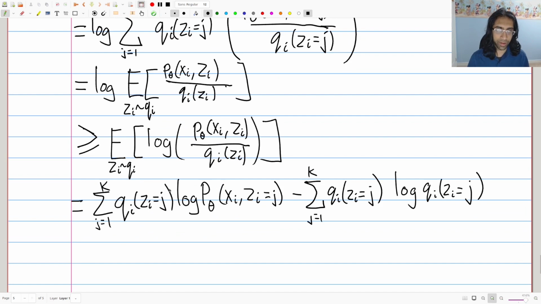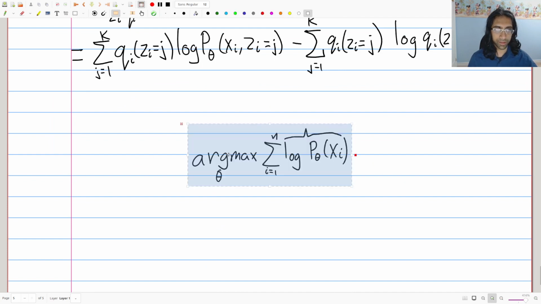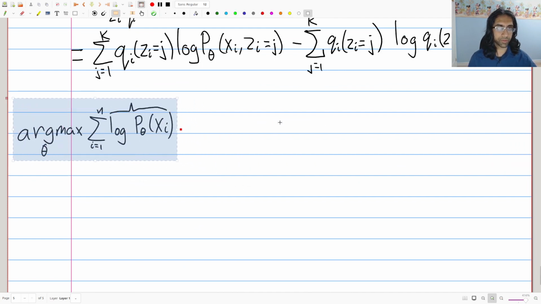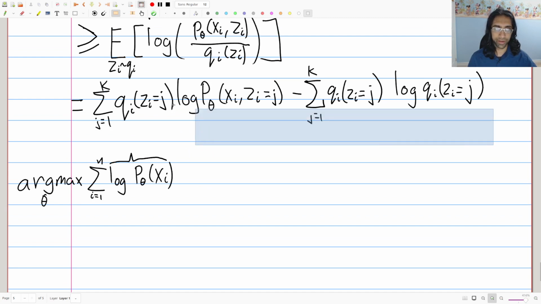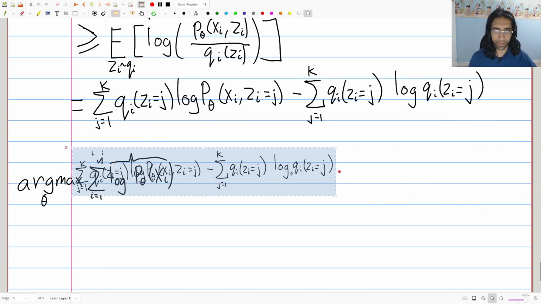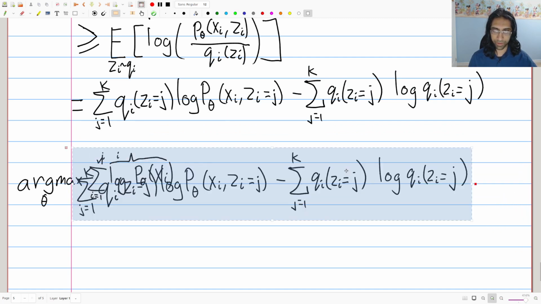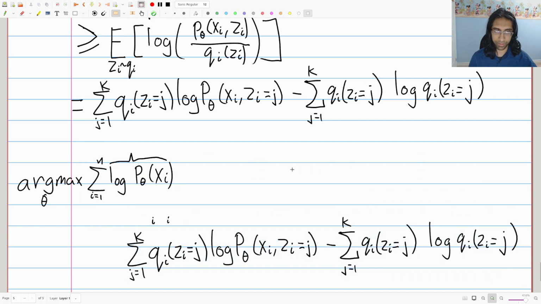started with. But okay, let's try to recap what we've done so far. Recall our goal was to optimize this. So this was our goal, and I claim we have, you might not believe me, but we've kind of simplified it. Let me leave it the same size, right on the next line.